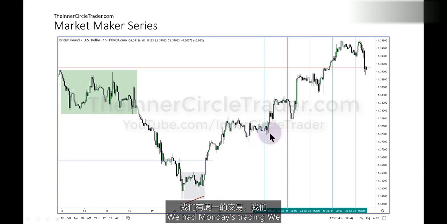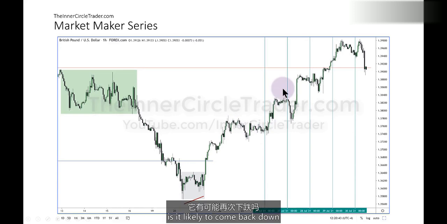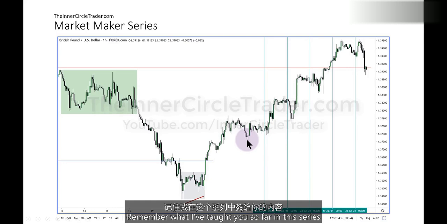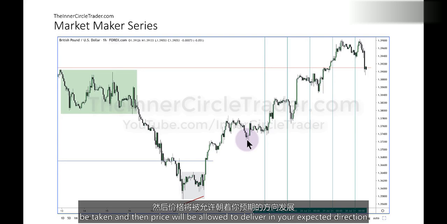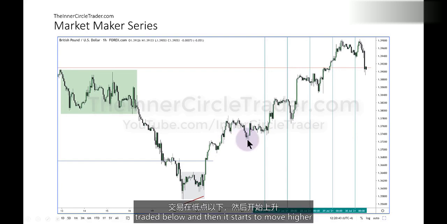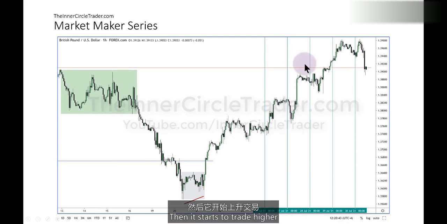We have Monday's trading. We're already in a consolidation, and we left the consolidation. So is it likely to come back down and go below this low here when it's already taken out a low there? Remember what I've taught you so far in this series. Before price movements that are directionally driven, typically opposing stop losses will be taken, and then price will be allowed to deliver in your expected direction. In layman's terms, if you're bullish, look for swing lows to get traded below, and then it starts to move higher. Short-term low, trades below it, and then it starts to trade higher.